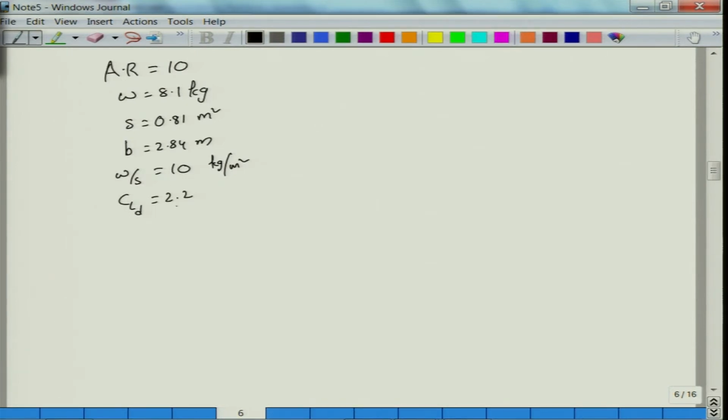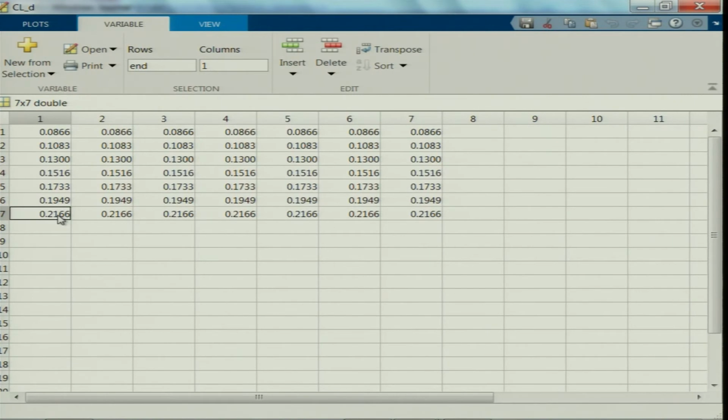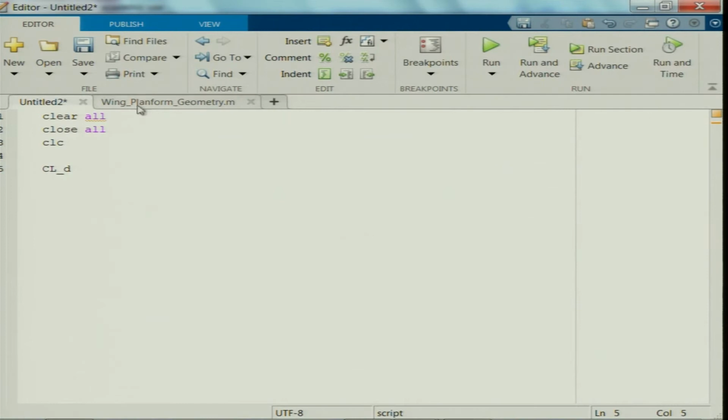So, let us consider this as an input here. So, for me to calculate, 0.22, not 2.2, 0.22. Okay. 0.22, yeah. So, the CL design from here is 0.216, which is 0.22, that we have considered. So, CL design is 0.22.